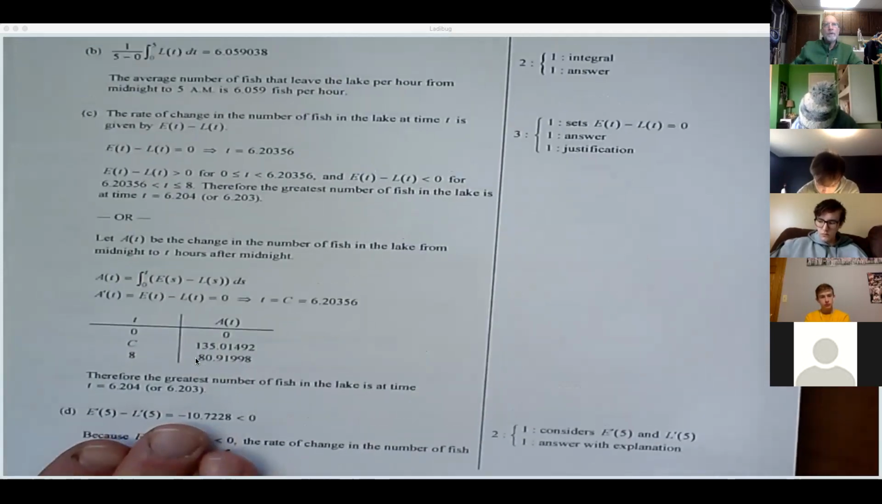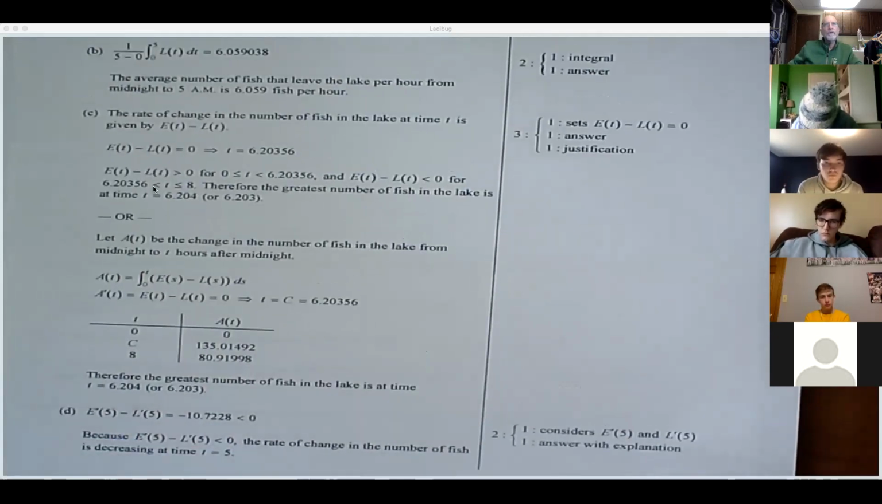Another way that could be approached is what they say first. They say, well, if you look at E of t minus L of t, it's positive within this interval, and then it becomes negative within this interval. Well, since it started at 0 and it increased up to 6.204 hours, that has to be the greatest number. And that's basically what they're saying here. And so either one of those will be okay with the justification.